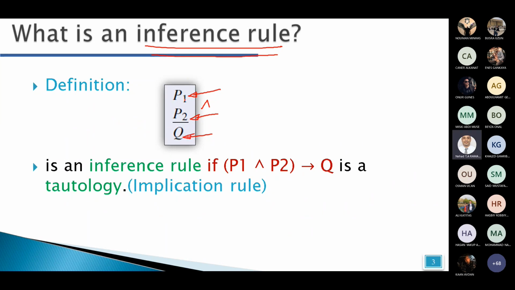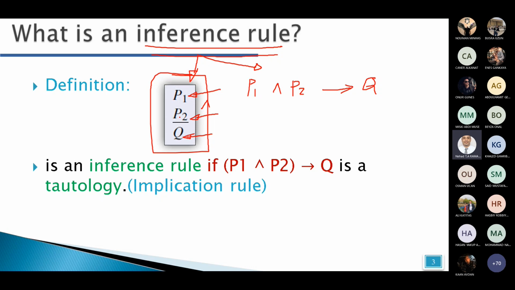How to write this statement? This means if we have premise 1 and premise 2, we can get, that's why it's inference, this implication, we can get a Q. This is the way of writing an inference rule, and it's actually equivalent to this way.